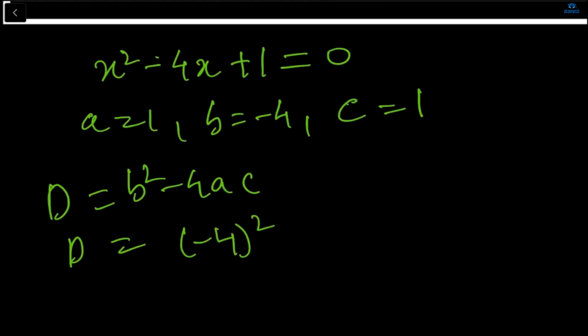When you are finding the root, Safia, then you put this D inside the root. But the value of D, the value of discriminant, is only B square minus 4AC. Understood now? Yes, ma'am.